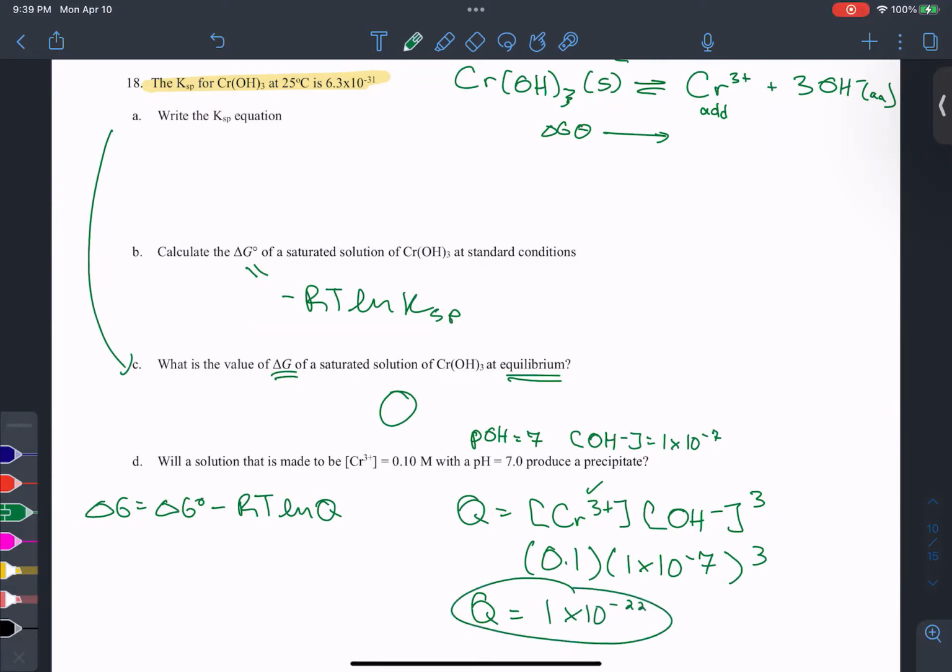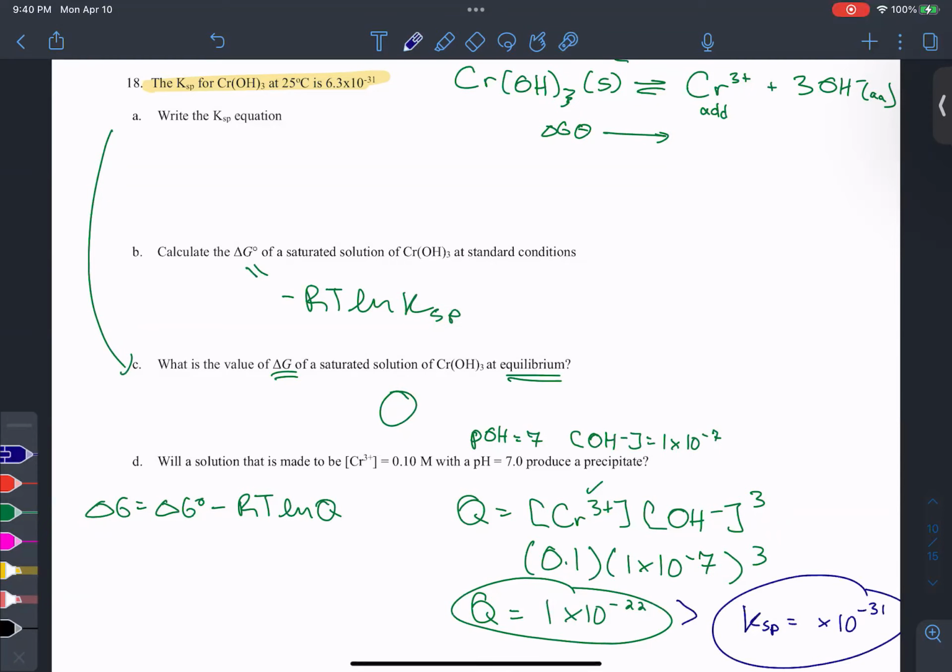Okay, so let's just go back to chapter 17 for a moment. If we compare Q to K, in this case KSP, and I tell you it's times 10 to the negative 31, just looking at those two numbers, you should be able to predict if a precipitate forms or not. Will a precipitate form or not? Yes or no? Yes, yes. And the reason is Q is larger than K.